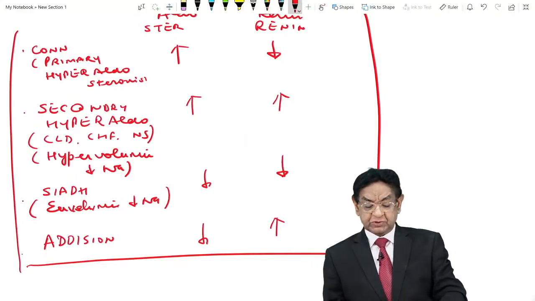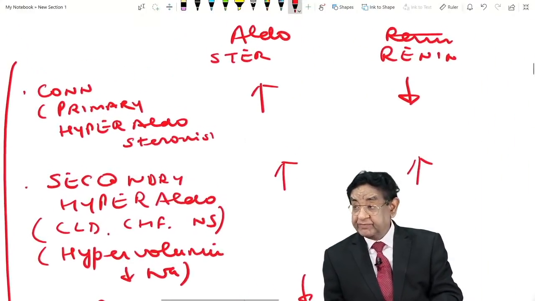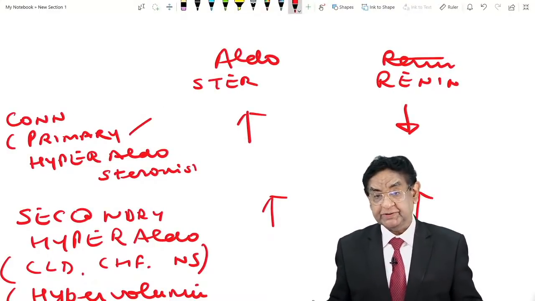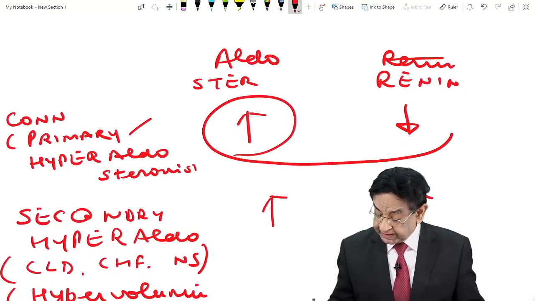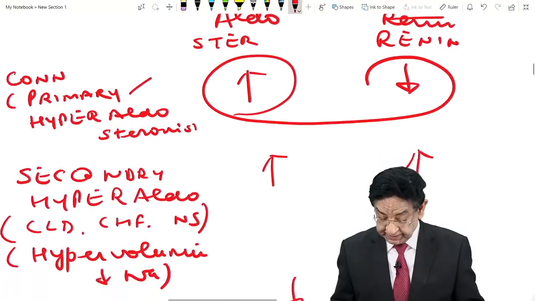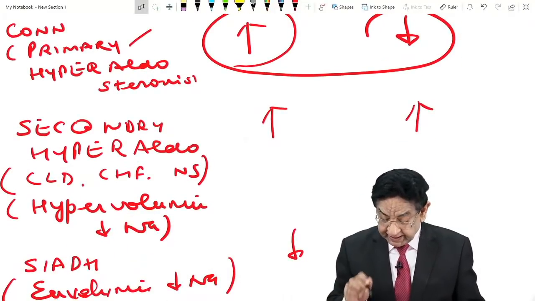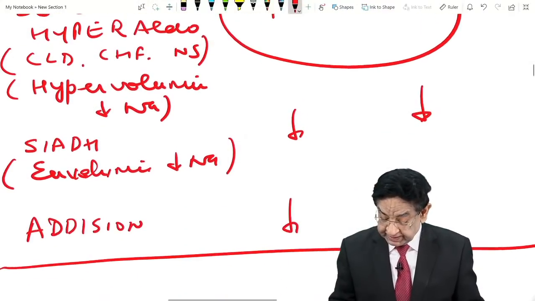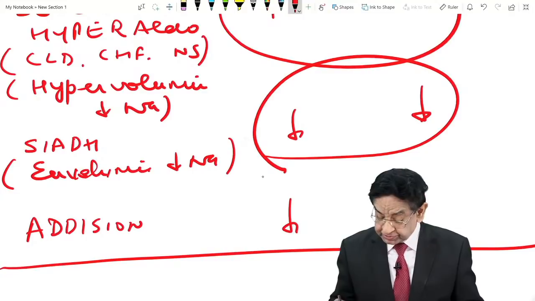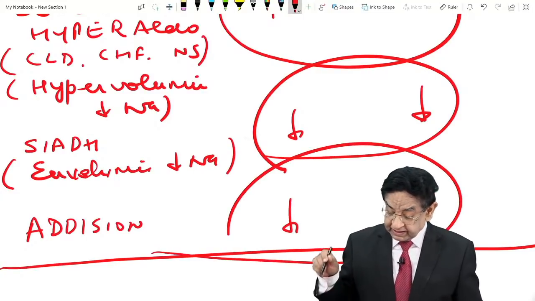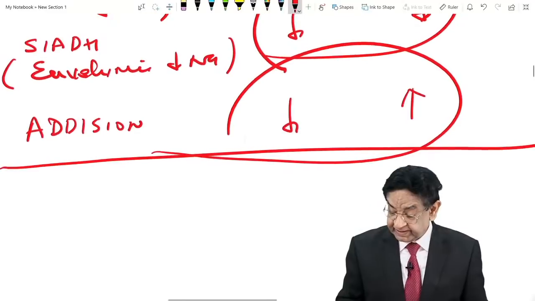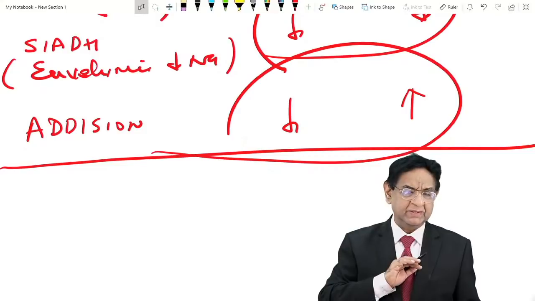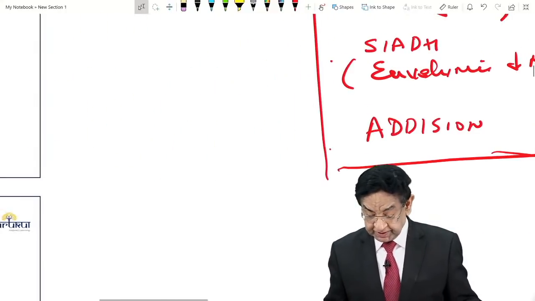Comparison of aldosterone and renin. I can again give you a wider picture. In Conn syndrome, primary hyperaldosteronism, aldosterone is increased and renin is reduced. In secondary hyperaldosteronism, both are increased. In SIADH, both are reduced. In Addison disease, aldosterone is reduced, but renin level is increased. Beautiful summary. And with this basic concept, you can answer any question throughout the world.